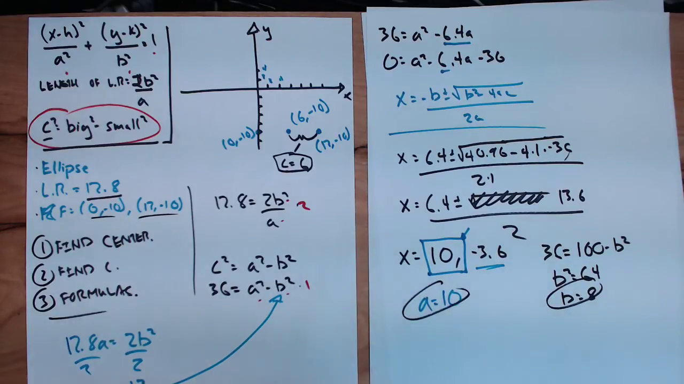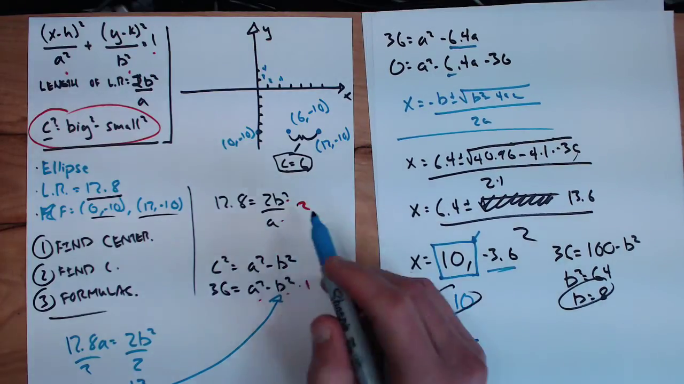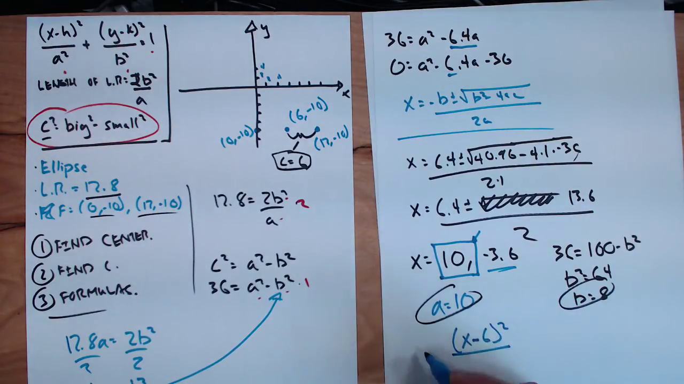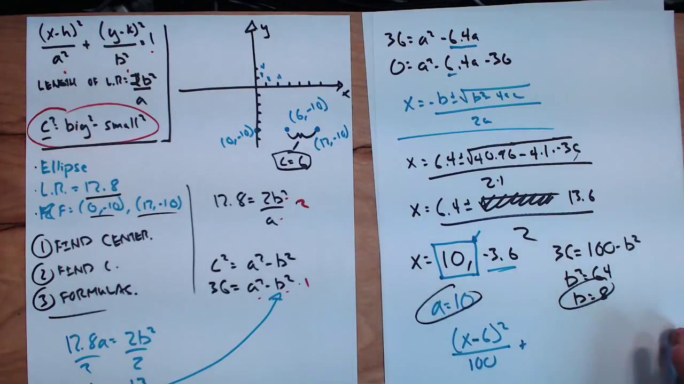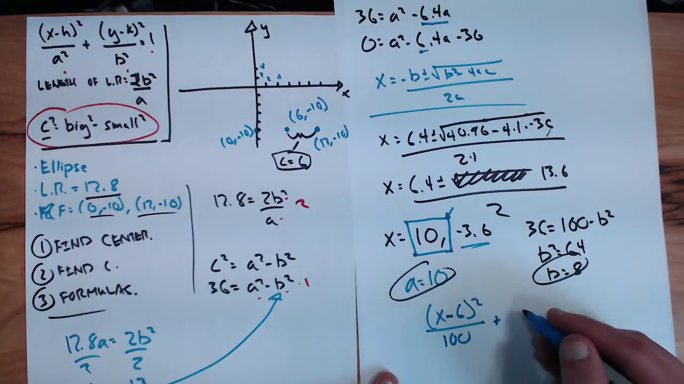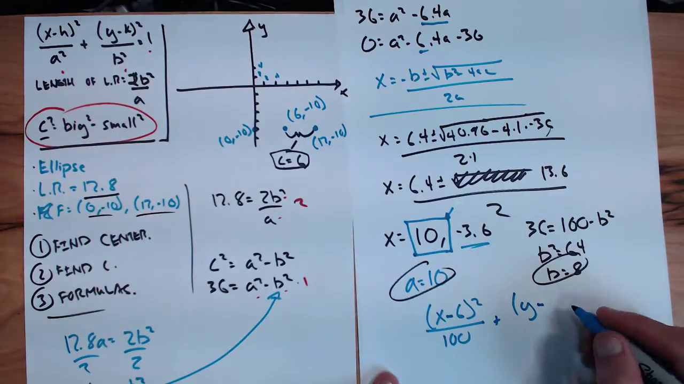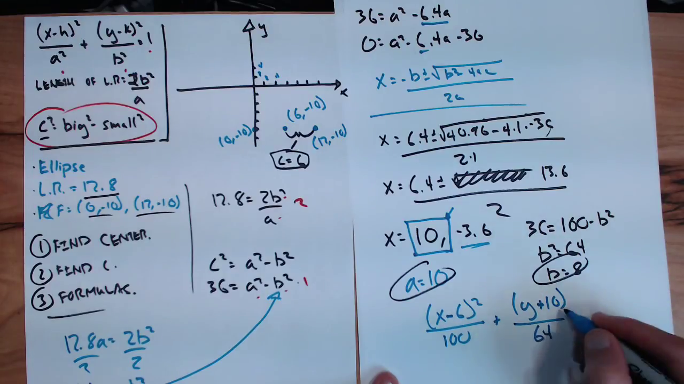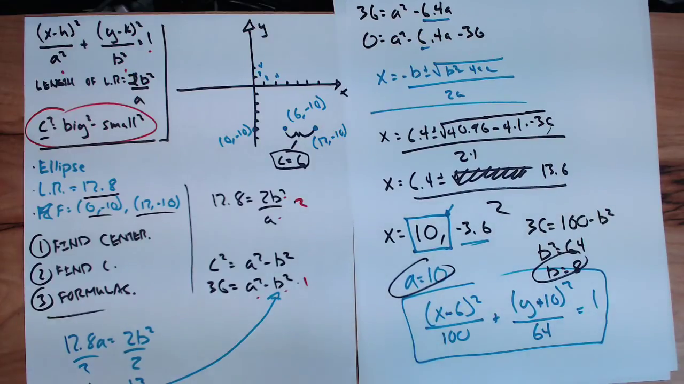On your test, I want you to check these answers, make sure they work. But for now, let's go ahead and write our final formula, which is x minus, let's see, the x coordinate of our center is 6, squared, over 100, which is a squared, plus y minus the y coordinate of our center is minus 10, so it's going to be plus 10 over b squared, which is 64, don't forget your squared here, equals 1. Okay, so there's our final answer. You guys should be okay plotting that.